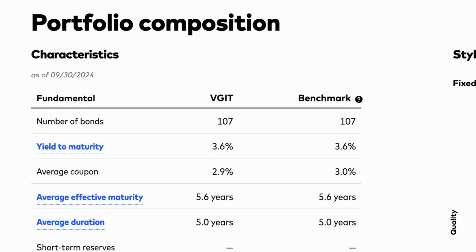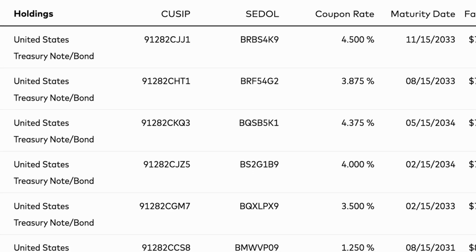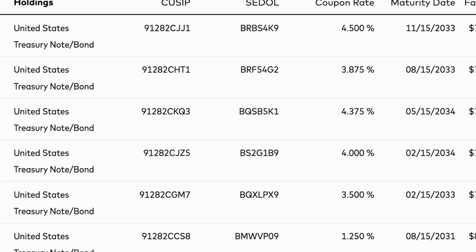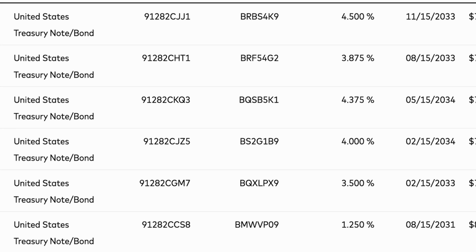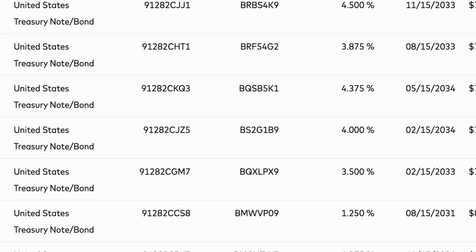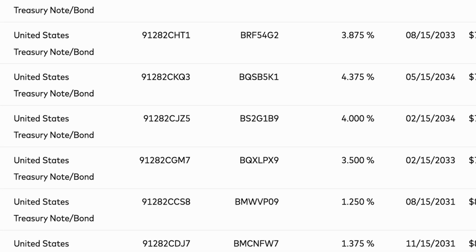And we can see there's a slightly higher number of bonds in this, 107 right now, and the average coupon is 2.9%, with an average duration of 5 years. So again, similar investment strategy. The goal is obviously to create fixed income, but the interest rate is slightly lower with an intermediate fund because interest rates have come down. And if we look at the holdings again, we can see that there are varying coupon rates, but they're all U.S. Treasuries. And the maturity dates also vary from 5 to 10 years, basically.